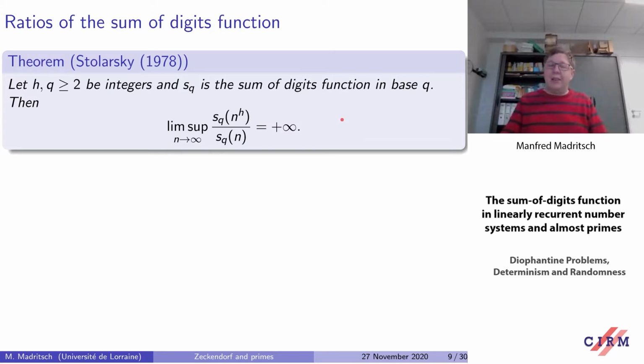So Stolarsky in '78 analyzed the ratio of the sum of digits function. So if you have S_q(n^h) over S_q(n), then because of the power h, the expansion is h times as long as the expansion in the denominator. And so you would expect that there are many more digits, and so the lim sup of this ratio tends to plus infinity. And he conjectured that the lim inf is 0, and also something about the arithmetic mean of this ratio.